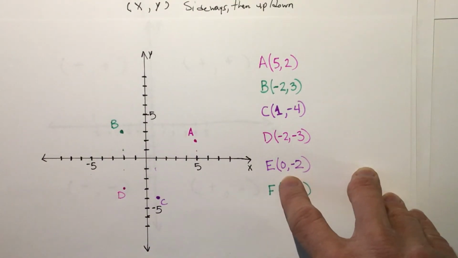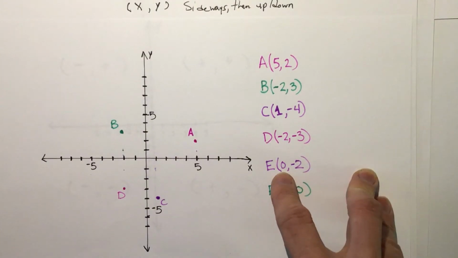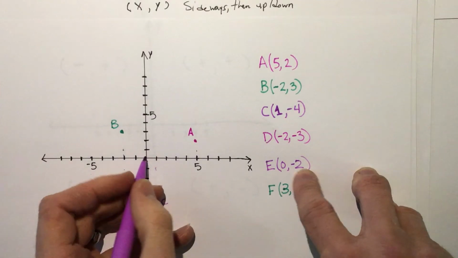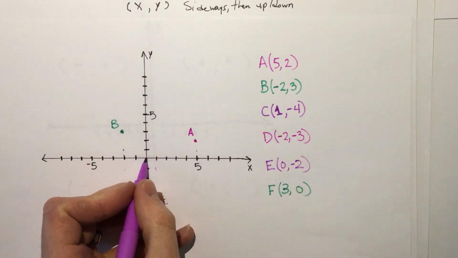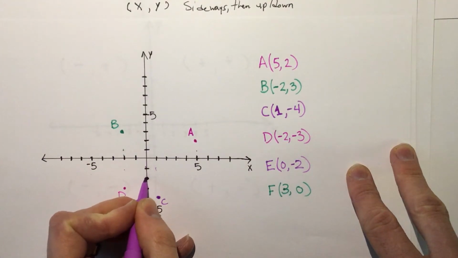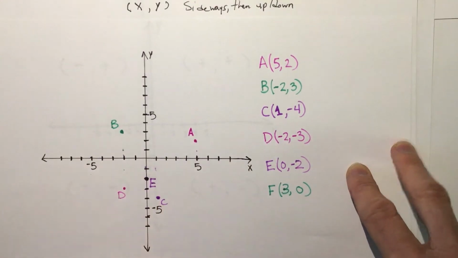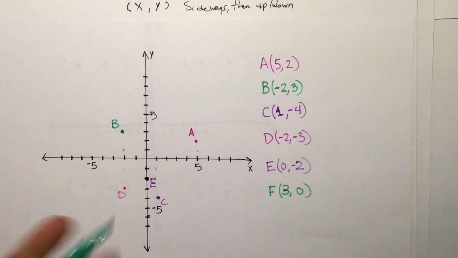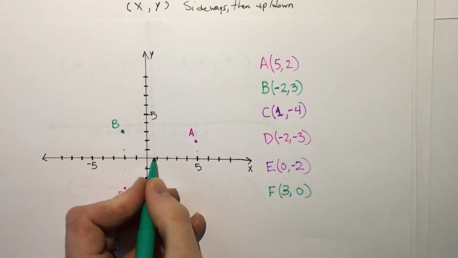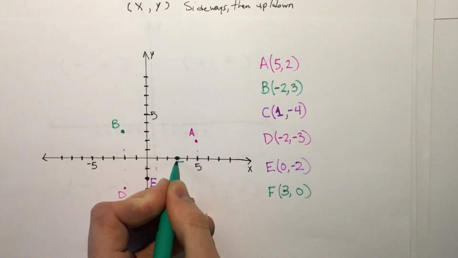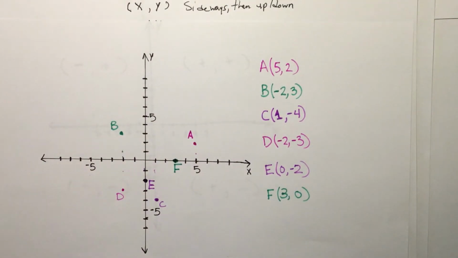And also, what if one of them is 0? Let's take a look at that. E is (0, -2). So remember sideways, this is telling us we don't go sideways at all, but we go down 2. So we put our point here, down 2 from the center, and that is E. And our last point, (3, 0), tells us we will go sideways to the right 3, but we will not go up or down. So we put our last point there. (3, 0) is F.